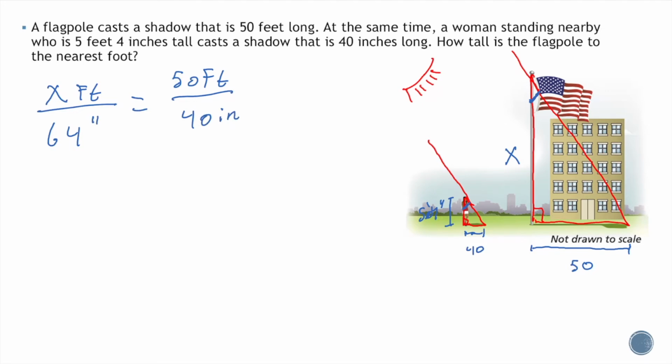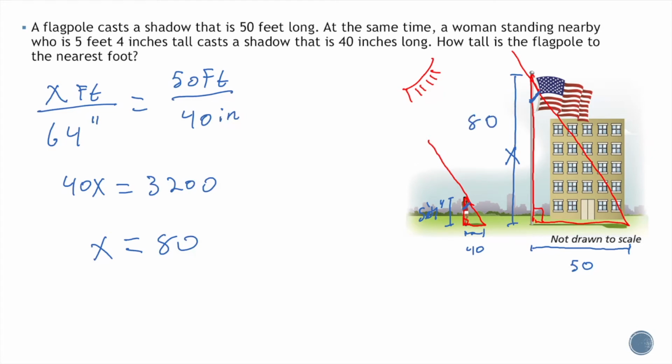Now we're going to cross multiply and get 40x is equal to 3,200. In this case, the units cancel, and I get x is equal to 80. And so that means that my flagpole is 80 feet. Perfect.